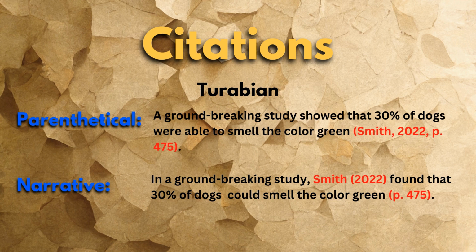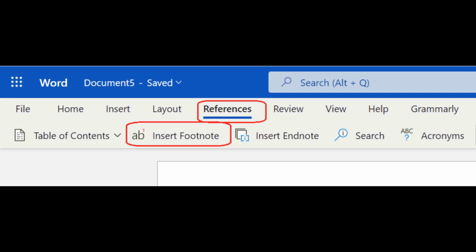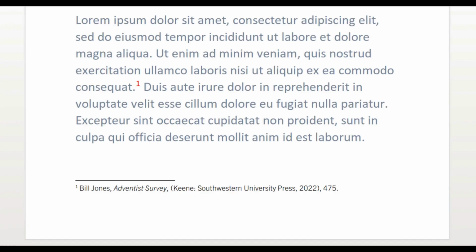Turabian formatting does both of these kinds of citations. However, it also has a third kind of citation called a footnote. For these, you just insert a footnote, which is a little superscript number in your text. At the bottom of the page, you will have a spot to put in the information you would have included in the other kinds of citation.